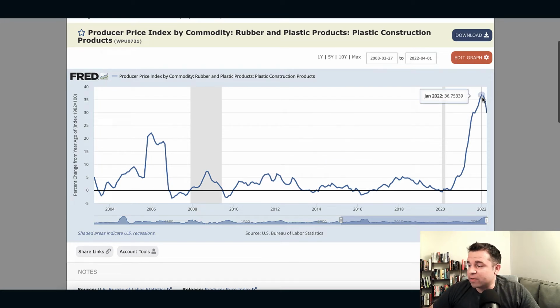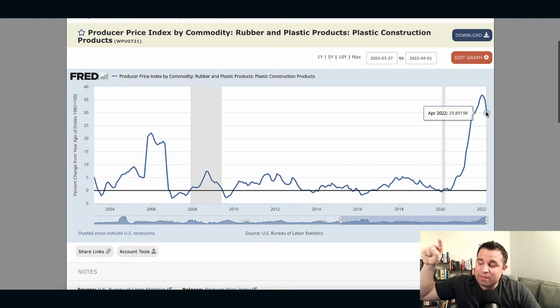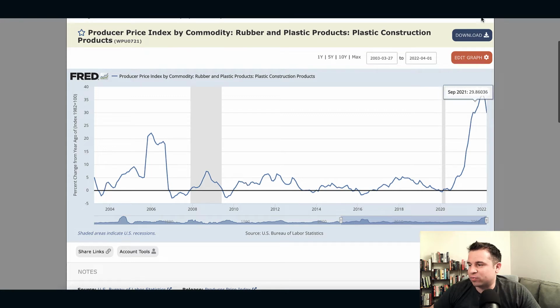Again, it is dropping too. It peaked last January at 36.7%, which is just crazy. But it is falling though. So last April print, we had roughly 30% or so, which is still pretty crazy overall. But again, this is spiked up hard, so I think it might fall hard as well as the supply chain balances out. But again, this is like this crazy inflation we have basically in plastic products.